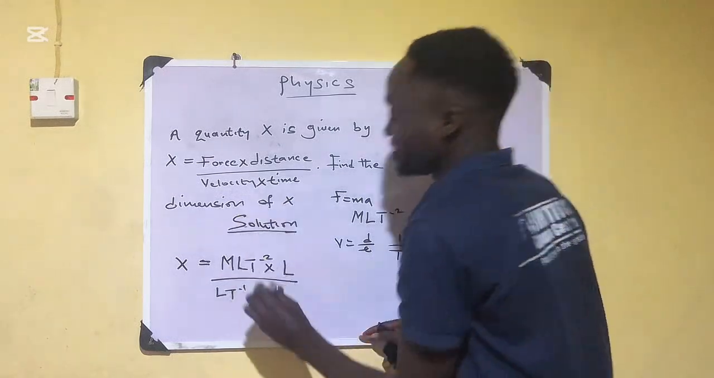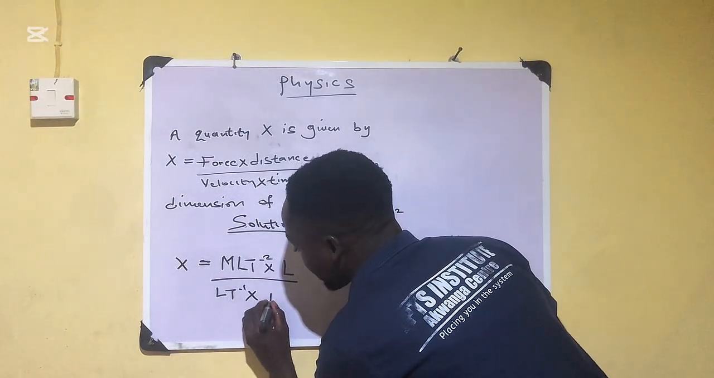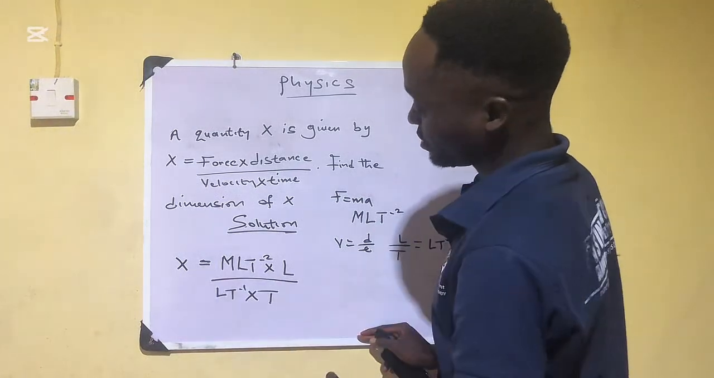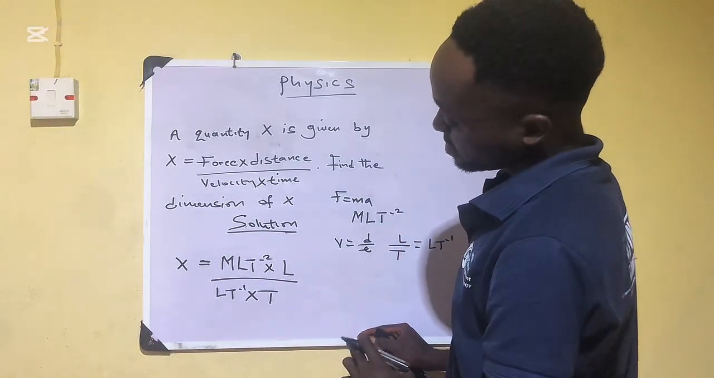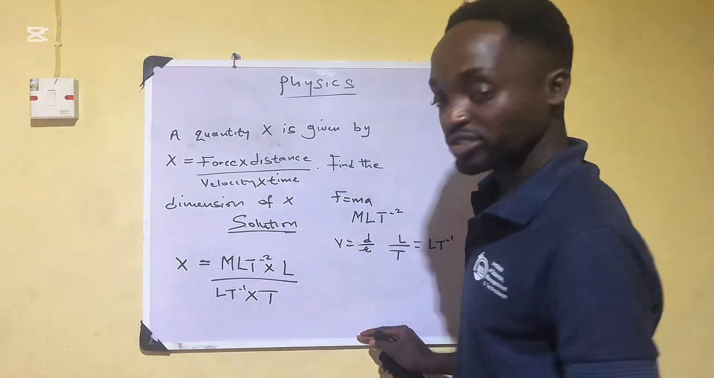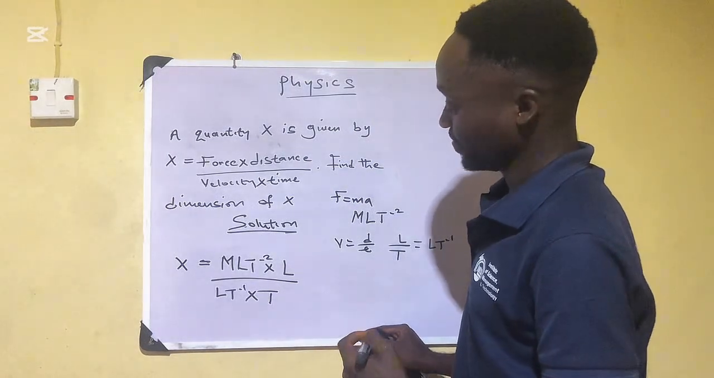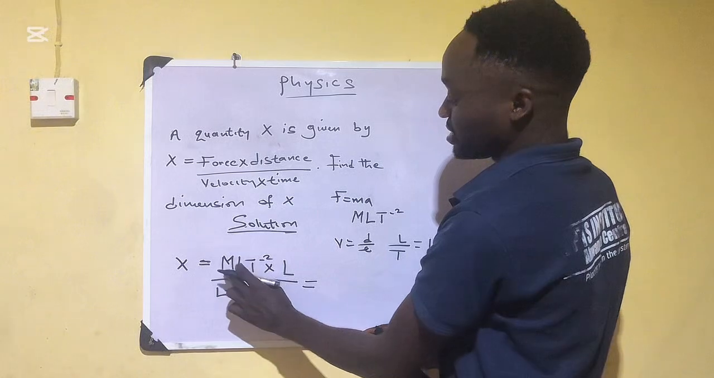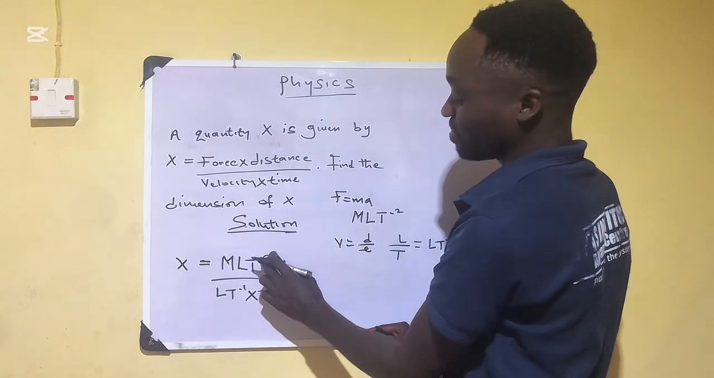Exactly. Time is time again. So time is represented by capital T, just like the way I did it here. So now this is what I have as dimension. Now we have to multiply common terms together and see what we are going to get as our answer. So we have M L T to the power of minus 2 times L.